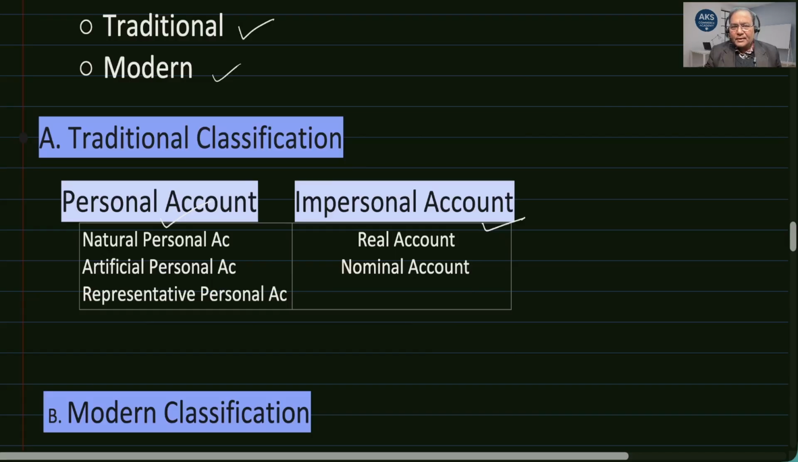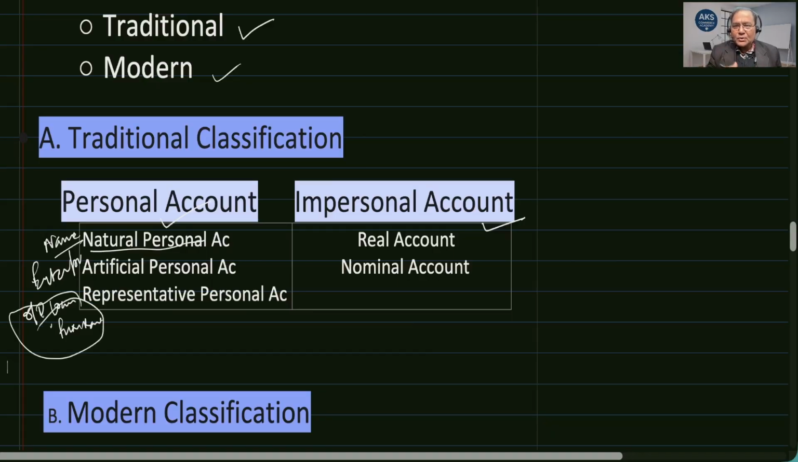Now personal account means an account of a natural person, Ram, Shyam, Hari, Gopal, whose name is important and who is a living person. An artificial person may be an enterprise, like ABC sweet shop, ABC stationery shop. And a representative person, for example, overdraft or loan from a bank. They are actually not individuals, but they represent a person. This is Ram's loan or Hari's loan. If you have taken a loan or given a loan, that is a representative personal account.